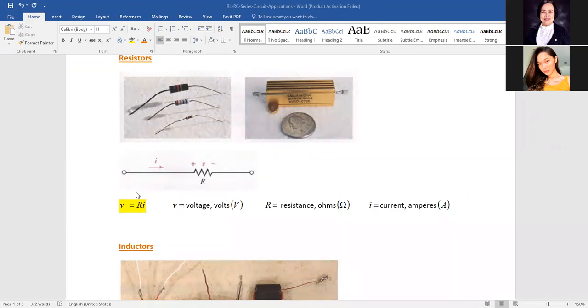And specifically, class, with this formula, we are computing for the voltage drop in this particular circuit element.